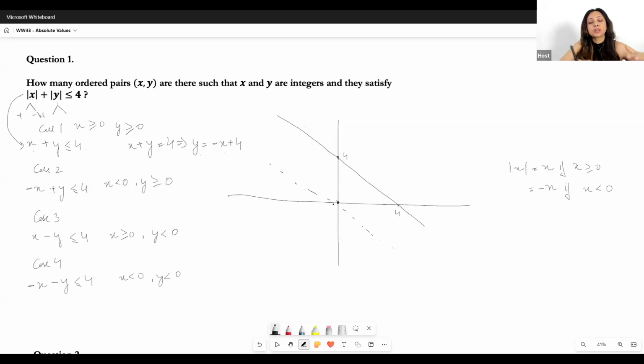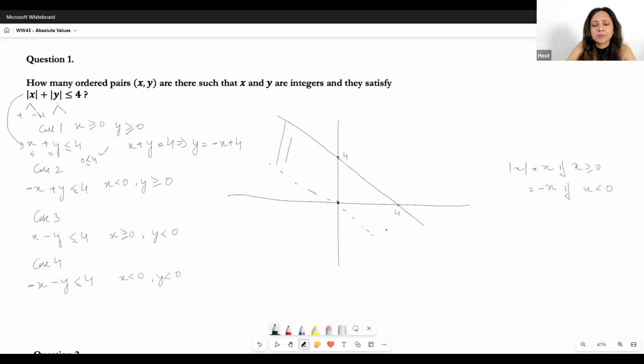How do I graph an inequality? I first draw the equation and then I see whether this region works or that region works. And how do I do that? I just take any point and then I check for that particular point. And of course, the easiest point to check for is 0, 0. So when I put 0 here and 0 here, what do I get? I get 0 is less than or equal to 4, which is valid because 0 is less than 4. So that means this entire region on this side of the line, below the line, is valid.